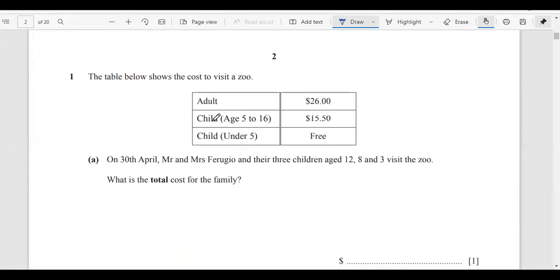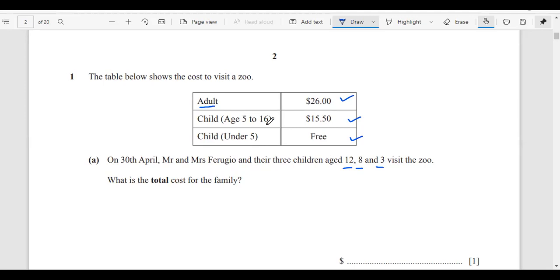It says the table below shows the cost to visit a zoo. For an adult, we need $26. For children aged between 5 and 16, it is $15.5. And for children who are under 5, it's free. On 30th April, Mr. and Mrs. Perigeux and their children aged 12, 8, and 3 visit the zoo. What is the total cost for the family?